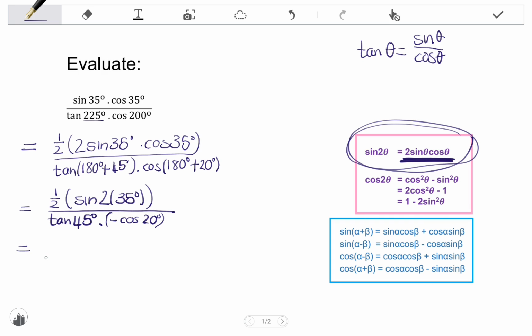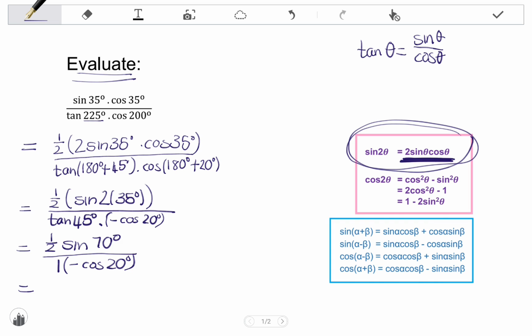Okay, so in the numerator, it simplifies to a half sine 2 times 35, which is 70 degrees. Tan 45 degrees is a special angle which we know is equal to 1. Then I still multiply negative cos 20 degrees. Okay, now I need to evaluate, which means I need to find the value of this. So I cannot just leave it like this.